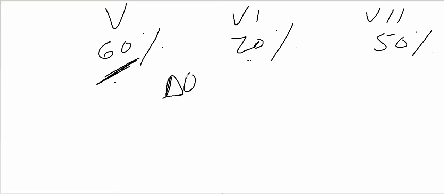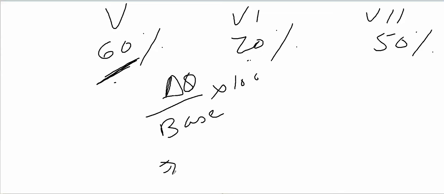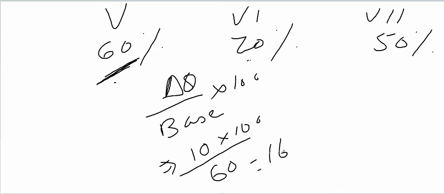It means on 60%, how much has it grown? Change in quantity upon the base quantity into 100. So you change the base quantity. That is called a percentage increase or decrease. What is the change here? 70 minus 60 comes out to be 10. 10 upon base, means base is 60, into 100. That comes out to be 16.66%.